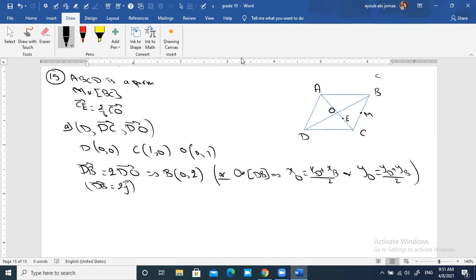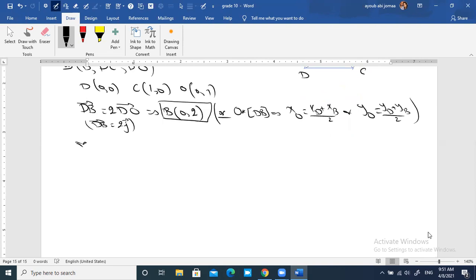What about point M and point E? Okay, M is the midpoint of BC, so M needs XB plus XC over 2. We no longer need point A; we only need D, E, and M. Now we can find the coordinates of E. Okay, we find the coordinates using the midpoint.